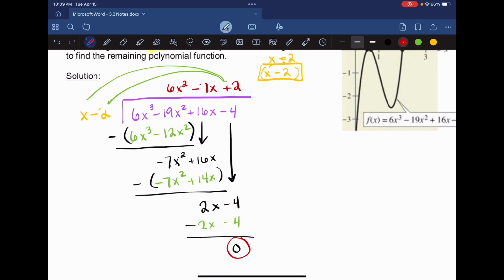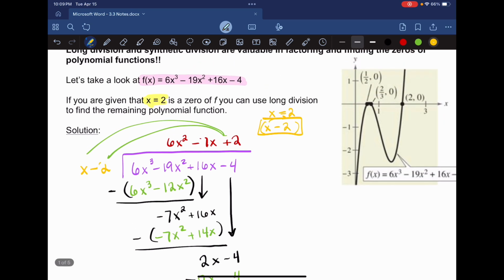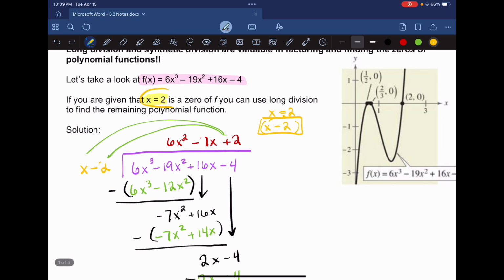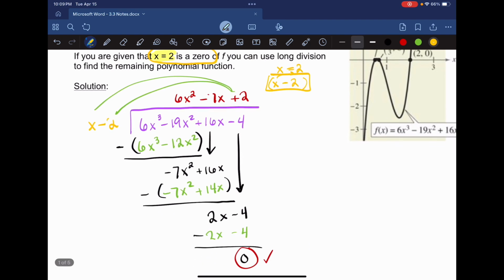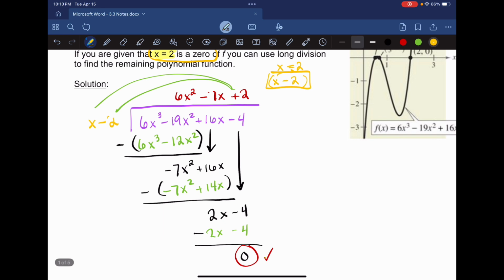And now, because I get a 0 here, we'll talk about this more later, but that's just proving our statement up here, that x equals 2 is a 0. That's what we just did using long division. So we already knew that it was going to be a 0, that we would get no remainder down here. We were just showing that.